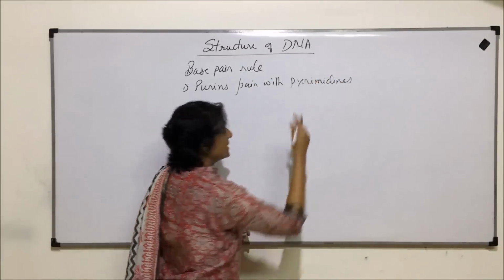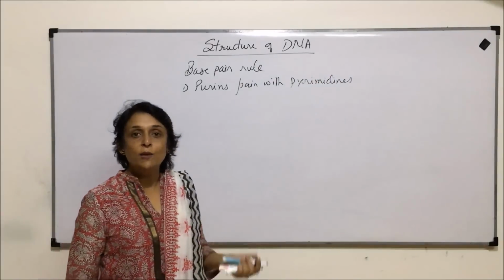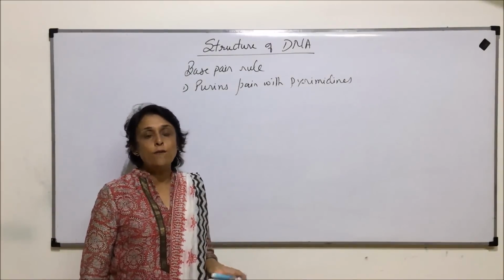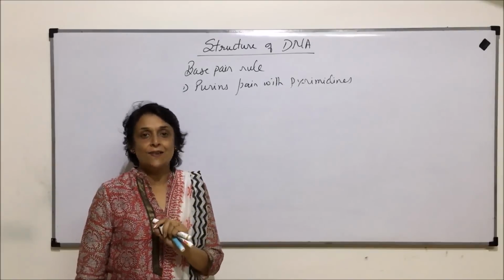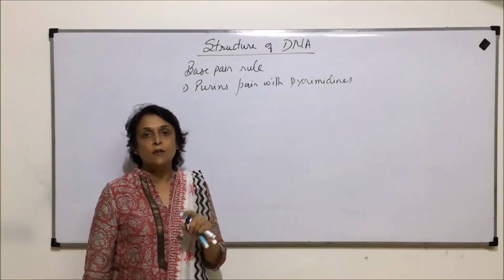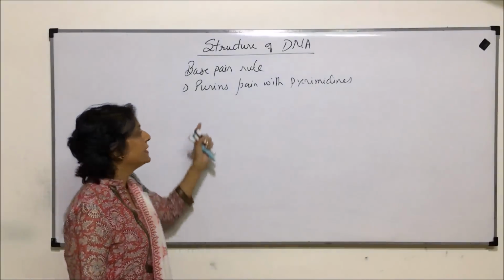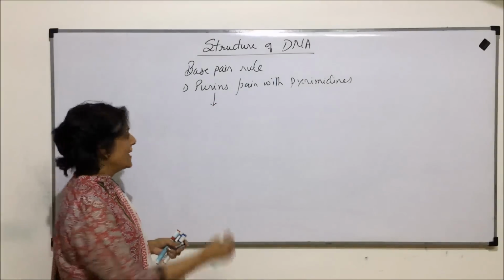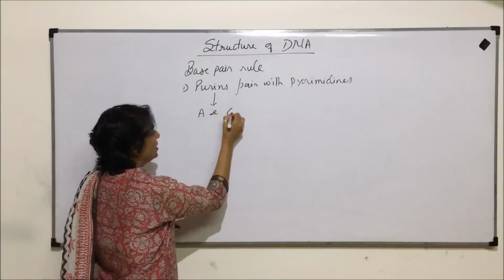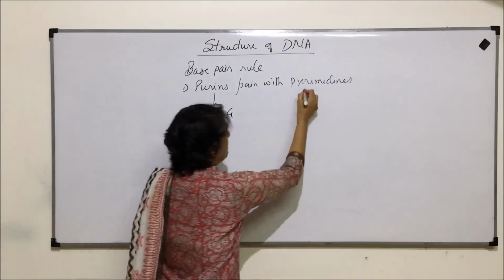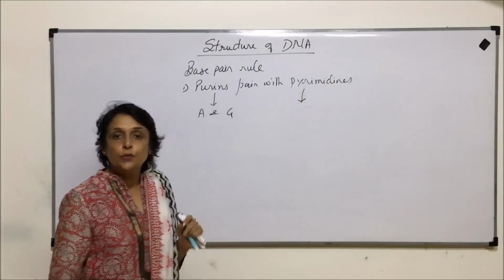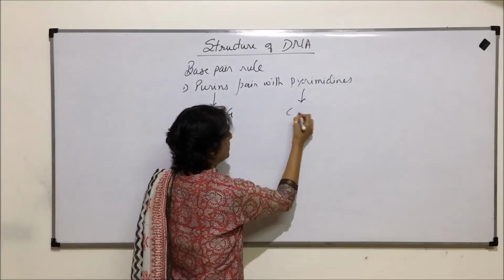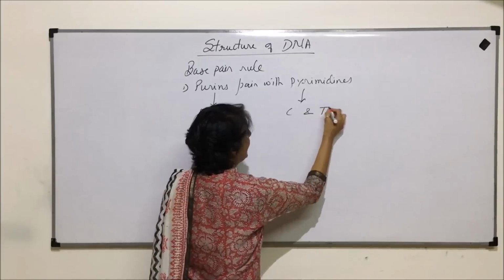And this is the thing which is going to help us identify or know the sequence of the DNA strand by knowing the sequence of one strand. We'll see that in a minute. The purines in case of DNA are A and G, and in case of pyrimidines, out of the three, that is C, T and U, the two pyrimidines which are found here are C and T.